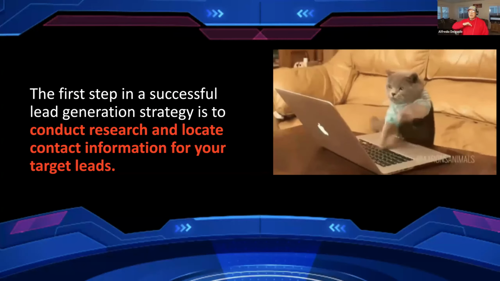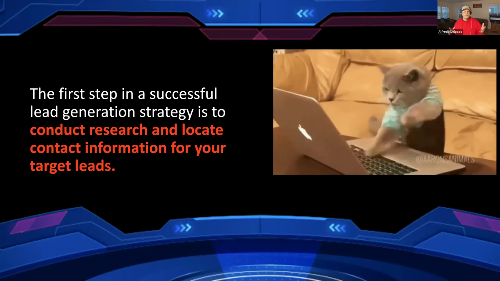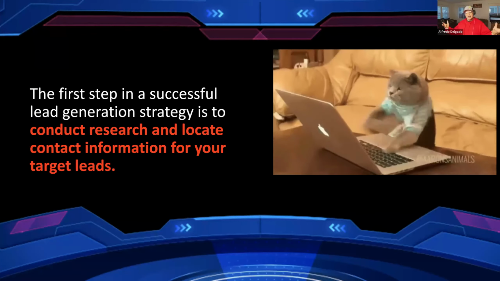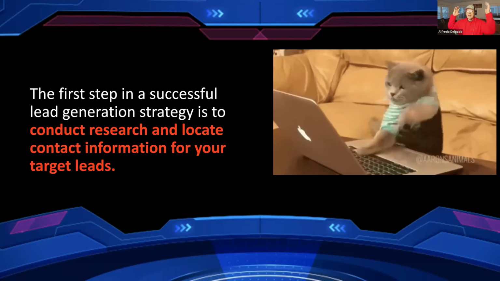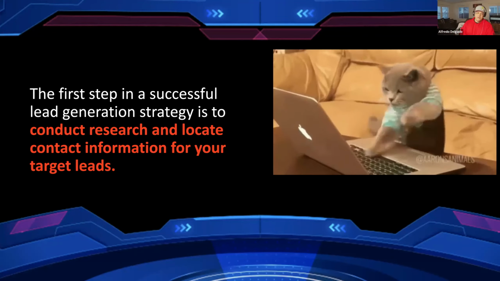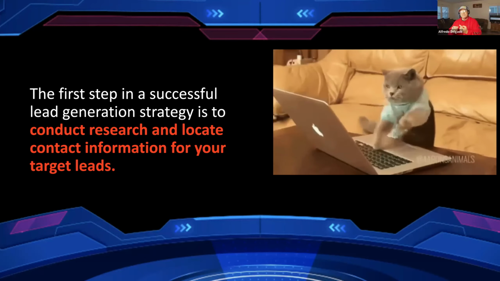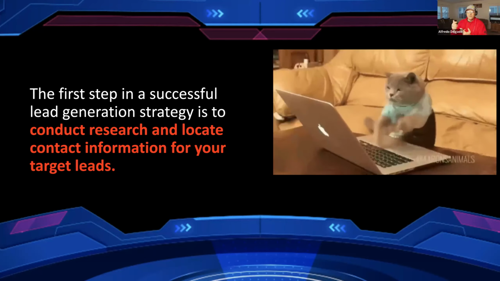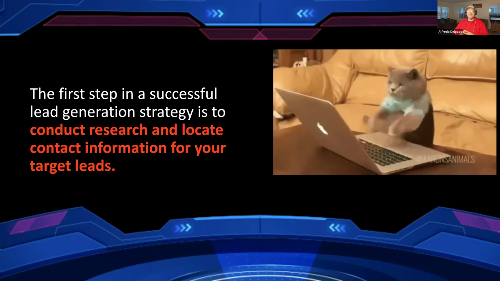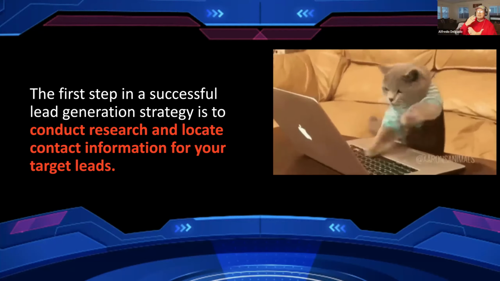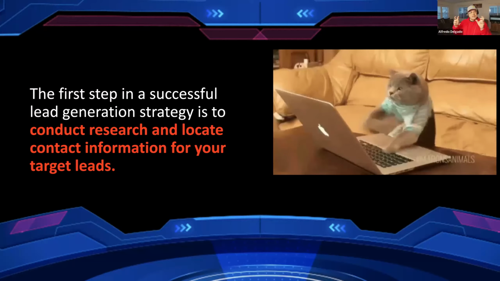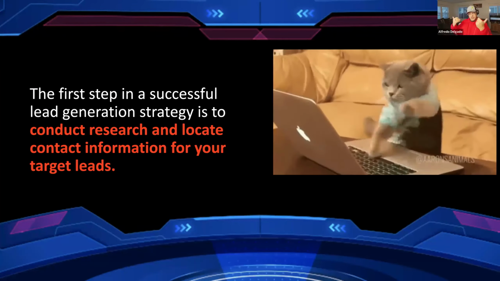The first step to a successful lead generation strategy is to conduct research and locate the contact information for your target lead. It's all in the list, a good quality list that's been verified. This goes for a lot of things, guys: the correct email, the correct phone number, the correct name, verify that. There are programs out there that will do this for you, and I'll point you to some very inexpensive platforms that can do this for you.